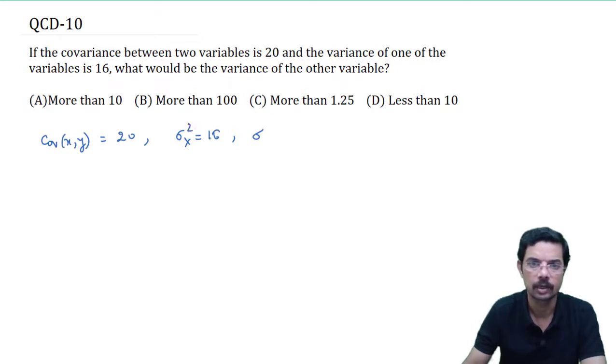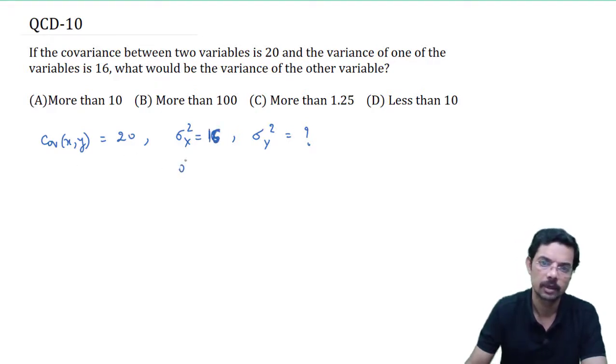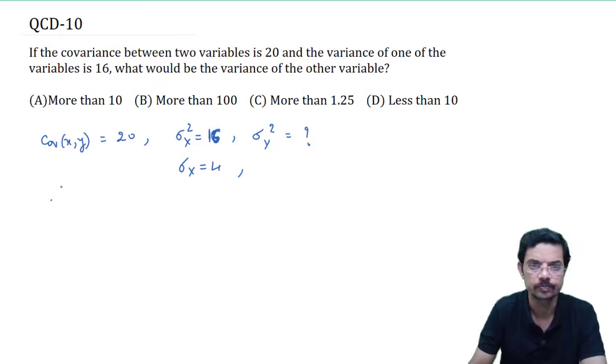Sigma x square is equal to 16, and we need to find the variance of the other variable, sigma y square. So what is sigma x? Sigma x will be equal to 4, and sigma y can be found out. So how to find out the covariance of x y?